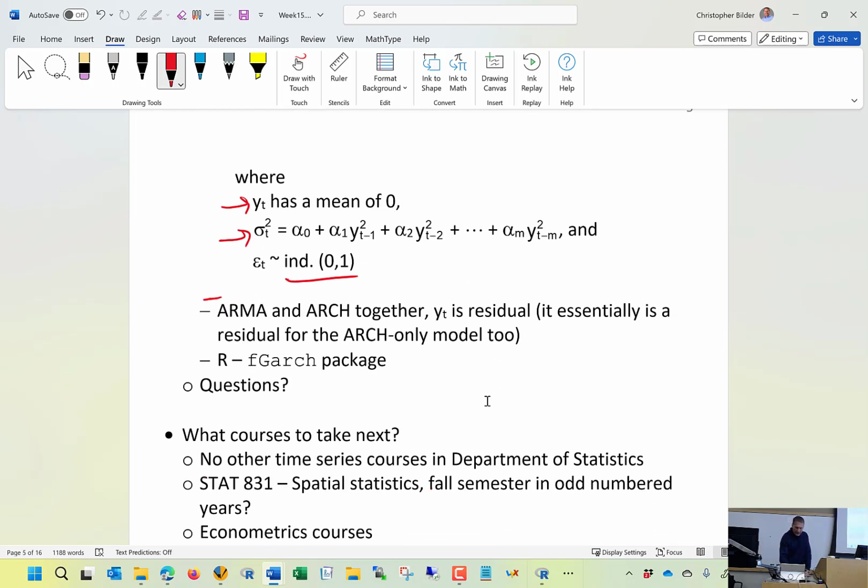We could also have these ARMA and ARCH models together. So when we've looked at ARMA models in the past, when we had non-stationarity in the variance, we knew that was an issue. We wanted to take care of it. Here's a different way to take care of it from what we had in the past. And as I mentioned earlier, we have the fGarch package that helps us estimate. And that's the only one of the three packages I mentioned that you are responsible for.